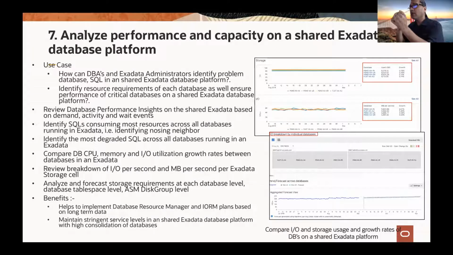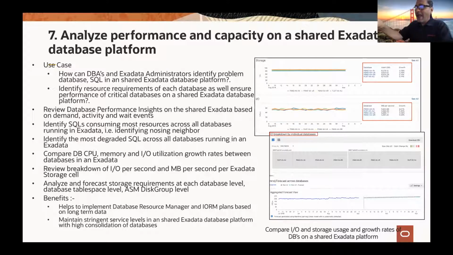Of course, there are DB resource management and other techniques, IORM and other techniques, but how do you really identify which ones are getting impacted and which ones need what, right? And that too over a long period of time, based on the data over a long period of time.